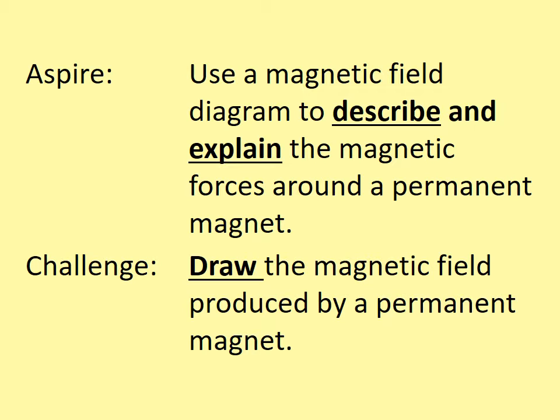So the outcomes then. First outcome is to be able to draw a magnetic field produced by a permanent magnet. So we'll draw what the field, which shows us the forces around that magnet, looks like. Common exam question. And the other outcome, use a magnetic field diagram to describe and explain the magnetic forces around a permanent magnet.